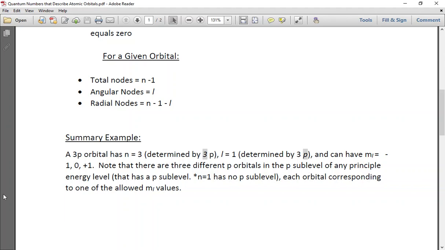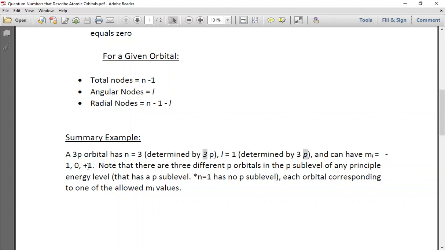Notice that each one of these m sub L values corresponds to a different orbital. So that's something that I mentioned earlier, but let me just remind you of that. Okay. So each of these orbitals actually are going to be orthogonal to each other.